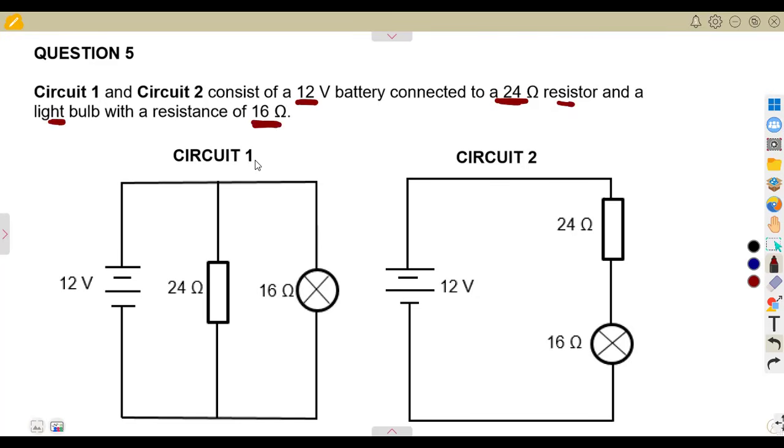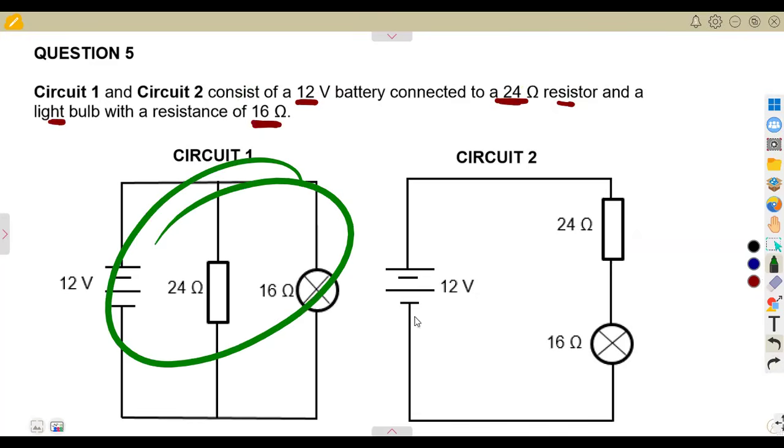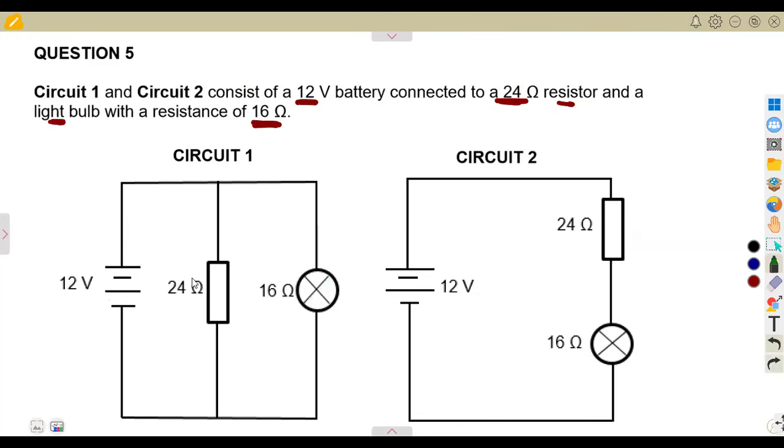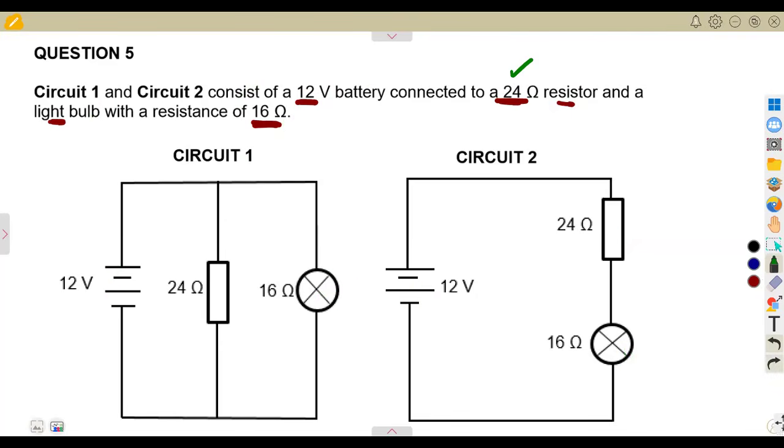Okay, we want to be very careful, because this information affects both circuits. This circuit has a resistor of 24 ohms, which is this one, and here also a resistor of 24 ohms. A light bulb of resistance 16 ohms, a light bulb of resistance 16 ohms, and also the voltage source of 12 volts. So it is the information affecting both circuits.